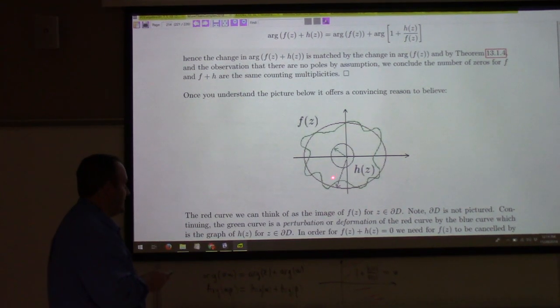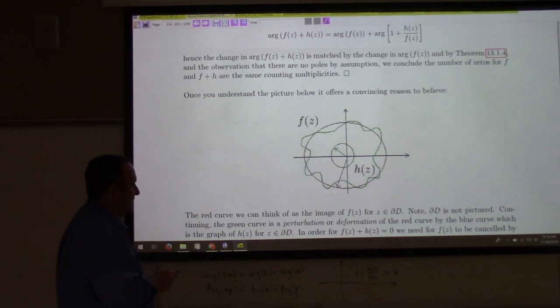So h of z is actually pictured in here. The blue curve is the image of h of z as z is taken from the boundary of D, which is not pictured. Right? So h of z, as you can see, the modulus of h is always smaller than the modulus of f of z, right? It meets that condition.